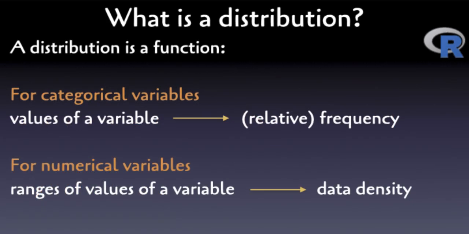For numerical variables, things are slightly different. We need to refer to ranges of values and to data density instead of frequency. But dealing with the distribution of numerical variables will be the topic of one of the next videos. These 5 terms are pivotal for understanding basic to advanced statistical methods in language data analysis.